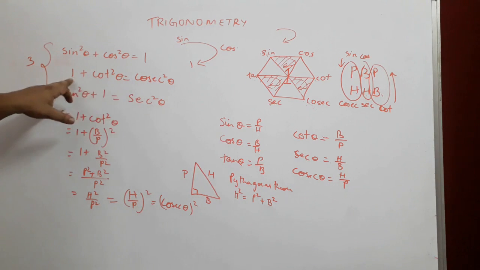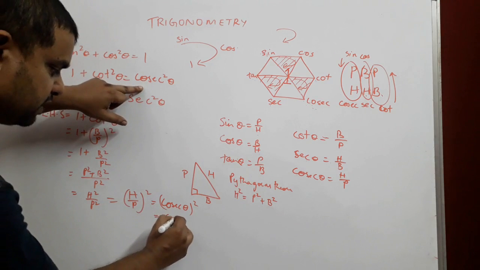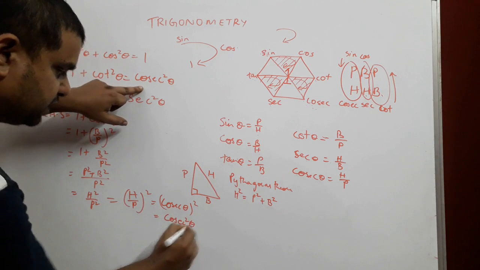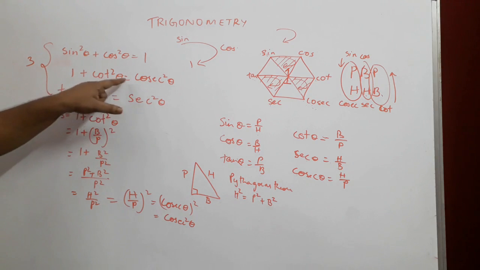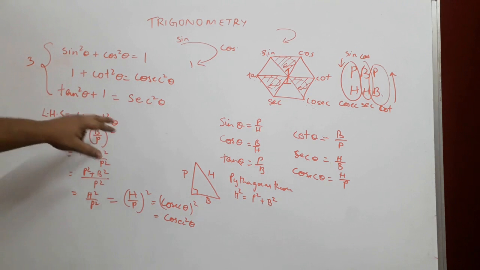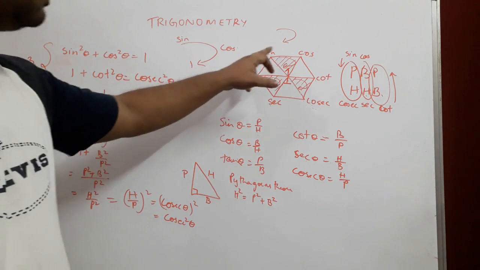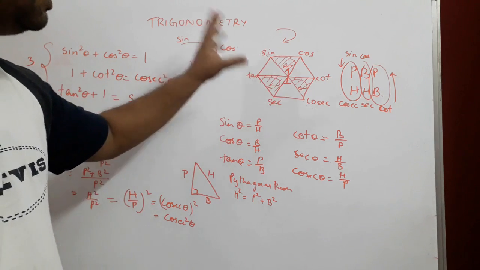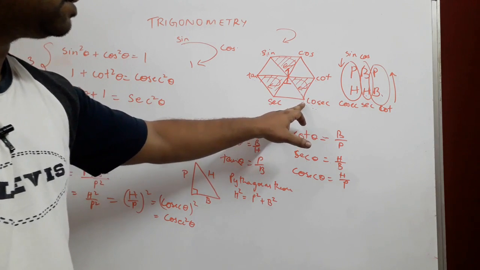Have a look, 1 plus cot square theta is equal to cosec square theta, which is our right hand side. So 1 plus cot square theta equal to cosec square theta, and this we got without doing this entire problem. We got it just by looking at the figure and establishing a relationship. 1 plus cot square theta will give us cosec square theta.